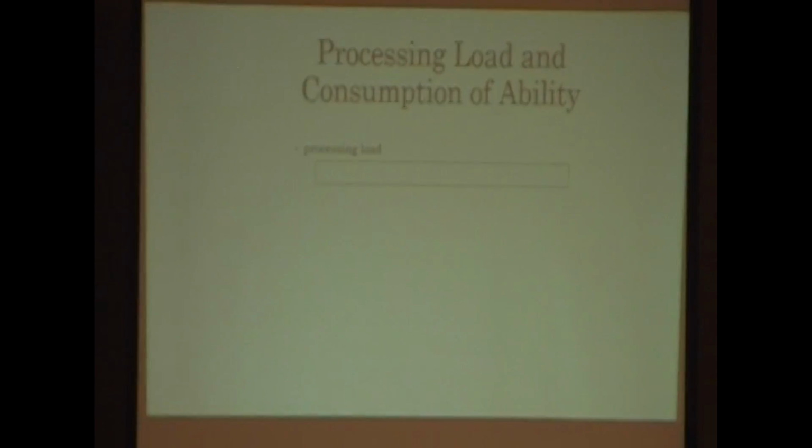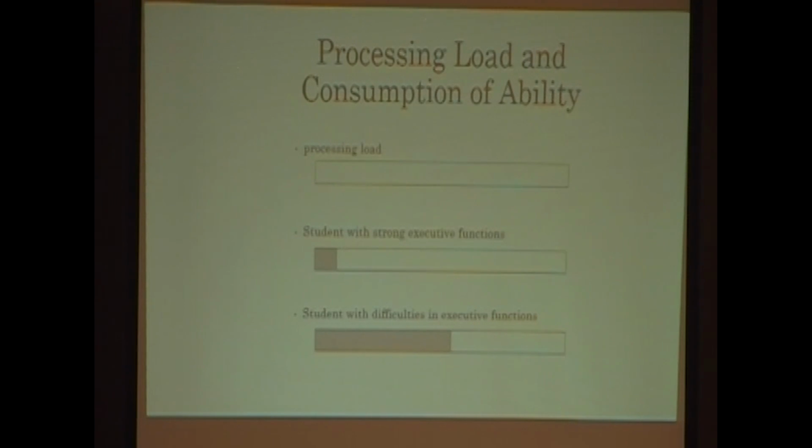So, if this is your processing load in your brain, that's how much everybody gets before you need to sleep for 8 hours and have a good meal and whatever, put your feet up, watch Netflix. A student with strong executive functions is only going to use up that much of their processing load: organizing, planning, being socially appropriate. A person with difficulties with their executive functions might use up that much of their processing load being organized, trying to be on time, being socially appropriate. So they've got less than half of their brain space left to learn. It's really exhausting to keep track of that stuff if your executive functions are out to lunch, if your conductor's not there.